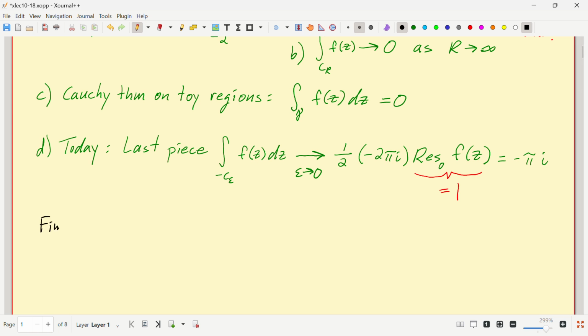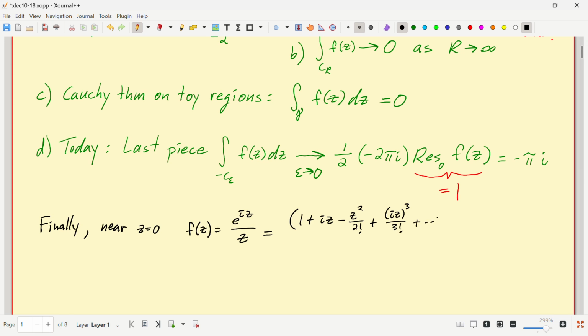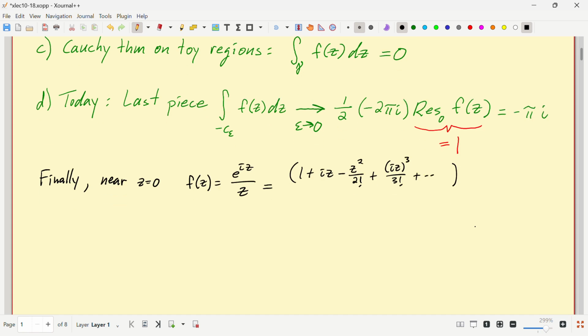Finally, near z equals 0, my f of z is e to the iz over z, and e to the iz is 1 plus iz minus z squared over 2 factorial plus, I should write it like this, minus i z cubed over 3 factorial, plus etc. And so when I distribute the z through that, I get 1 over z plus i minus z over 2 factorial minus i z squared over 3 factorial plus etc.